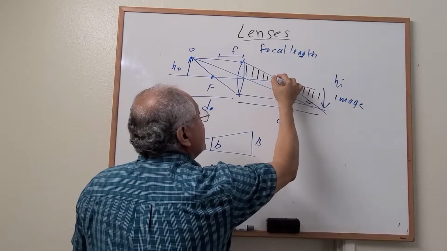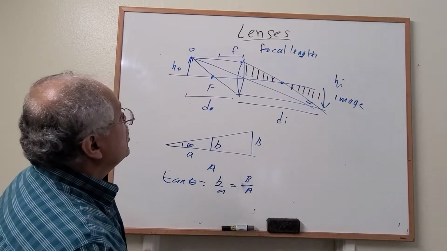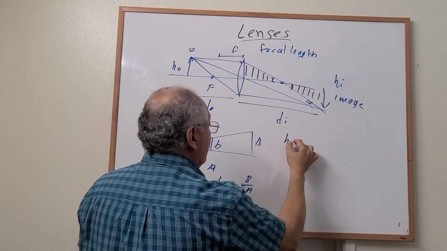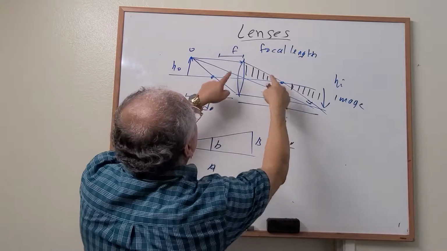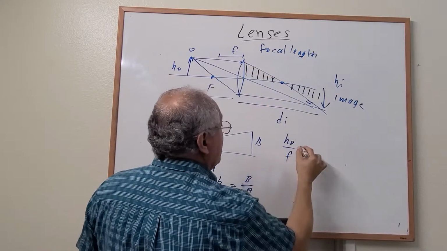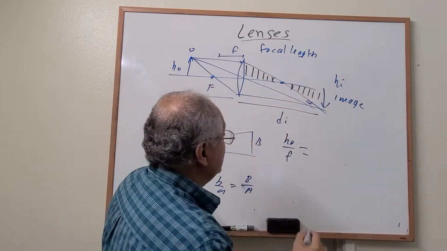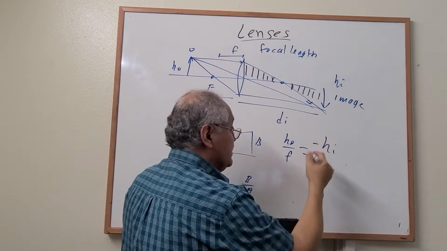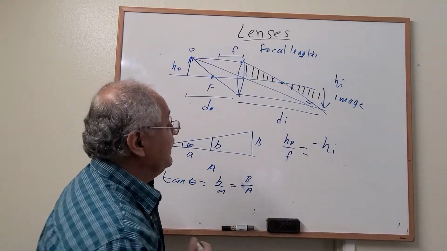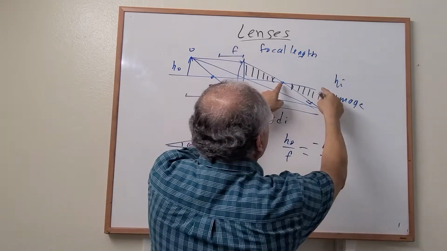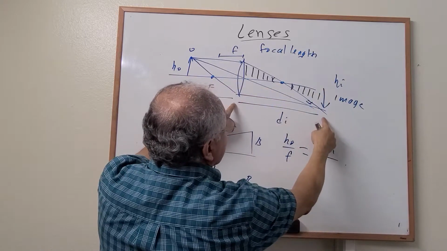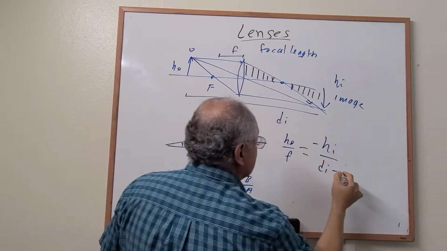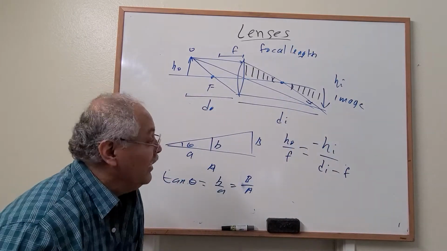Again, these two angles are the same. So we can say that the tangent is opposite over adjacent, right? Opposite is HO, over adjacent, which is the focal length F, correct? Must be equal to the opposite right here, which is HI. By convention, because the image is upside down, we just label that as negative. Divided by the adjacent, which is this distance minus this distance, correct? It's going to be VI minus the focal length.